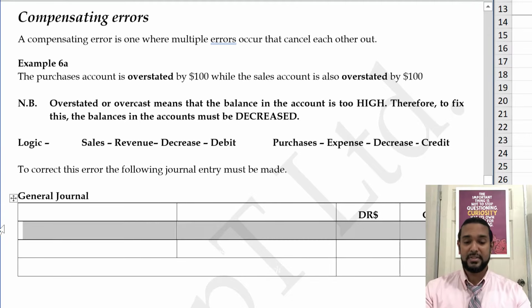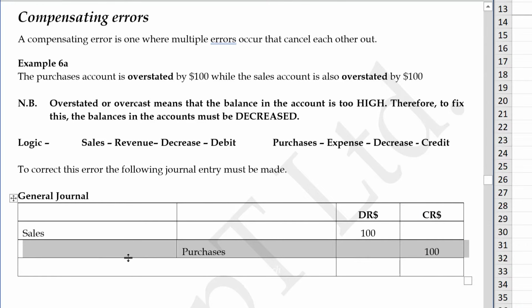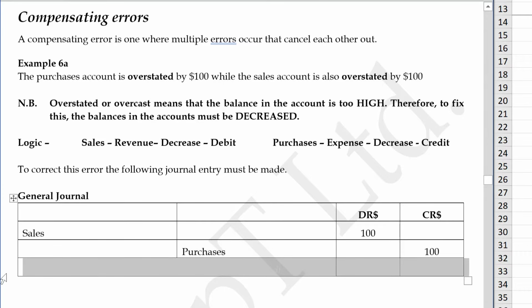So the debit will go to sales. We're going to debit sales for 100, and we are going to credit purchases also for 100, and the narration will be to correct overstatement of both sales and purchases by 100 each.